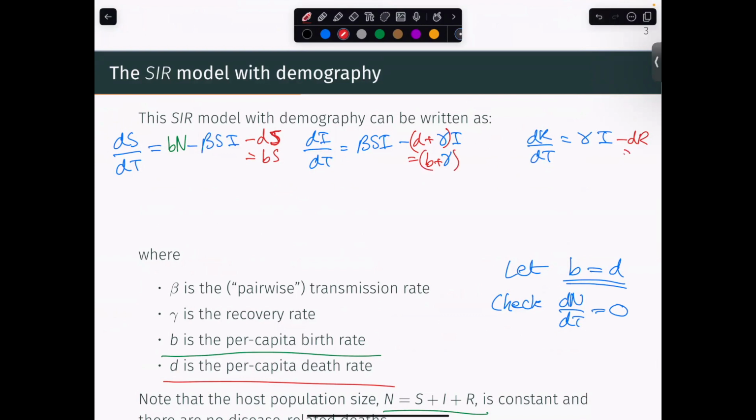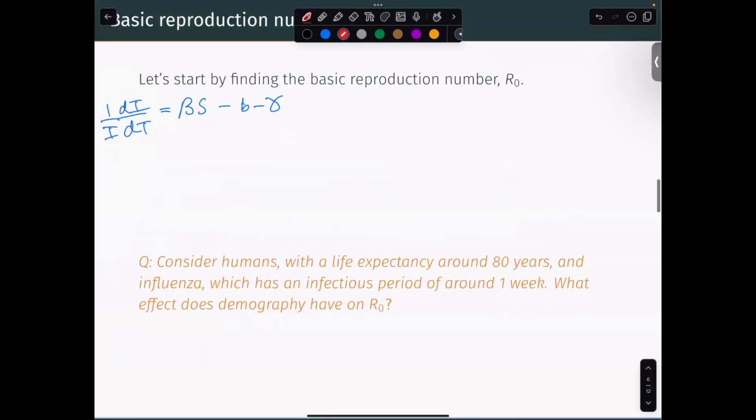And here we're going to have B plus B times R. So we've eliminated our d's from this equation because we've assumed that b is equal to d. So to get our per capita growth rate of infected individuals to grow, this needs to be positive. So with a little bit of rearranging, we see that we need beta S over b plus gamma to be greater than 1.